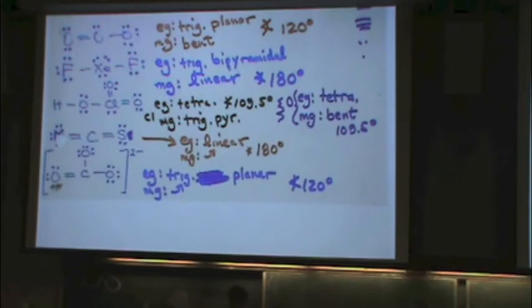Something y'all, if you haven't picked up on, you'll notice it doesn't matter which resonance structure I draw for any of these, you all should be getting the same answer. So resonance structures won't affect the shape for our class. Any questions before I move on? Okay.